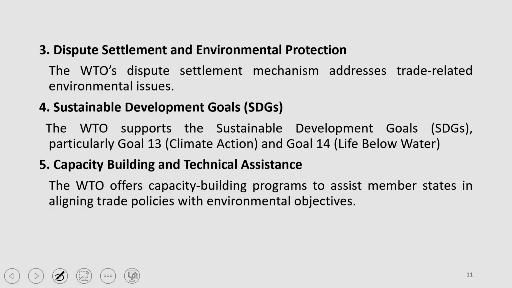Now we will be coming to the next one, that is, it also focuses on dispute settlement and environmental protection. And here the WTO dispute settlement mechanism addresses trade-related environmental issues, and under it we can see, for example, in the US shrimp case, the WTO ruled that trade measures to protect endangered sea turtles were permissible under certain conditions, just to balance trade liberalization with environmental goals.